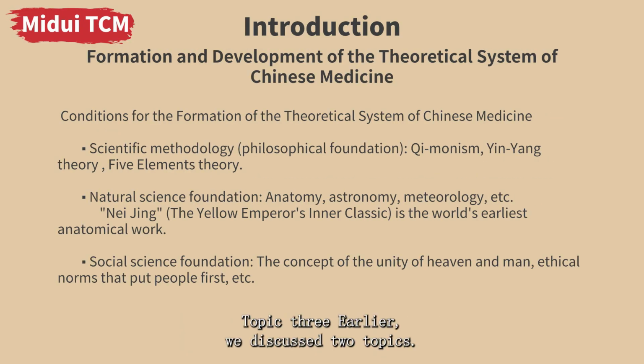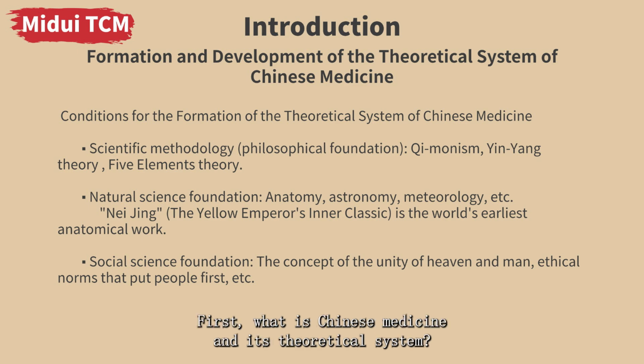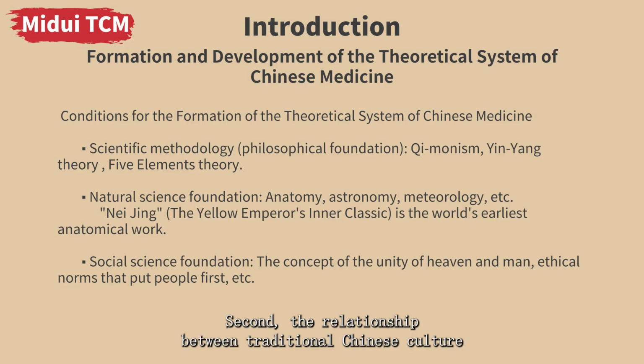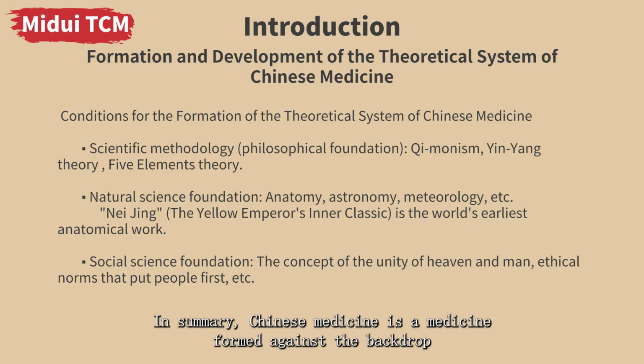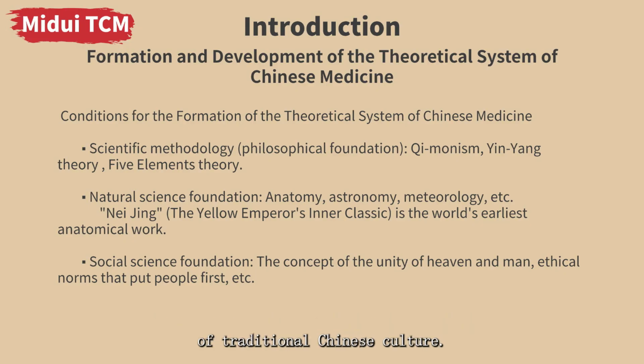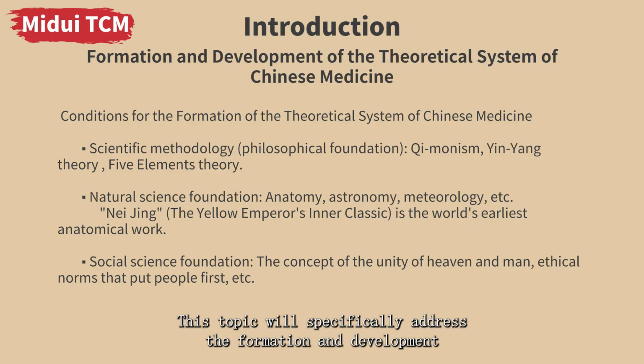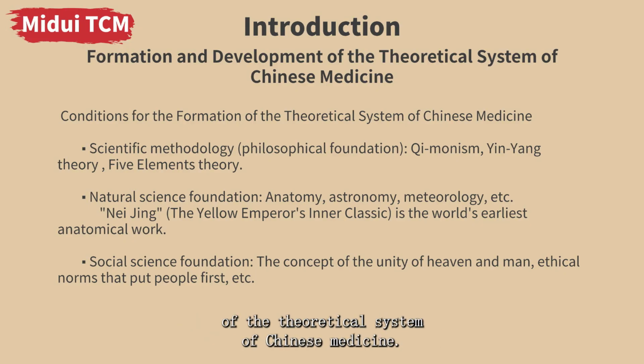Topic 3. Earlier, we discussed two topics. First, what is Chinese medicine and its theoretical system? Second, the relationship between traditional Chinese culture and Chinese medicine. In summary, Chinese medicine is a medicine formed against the backdrop of traditional Chinese culture. This third topic will specifically address the formation and development of the theoretical system of Chinese medicine.